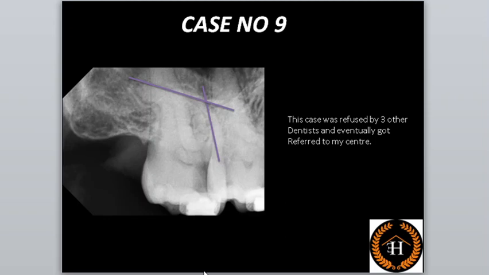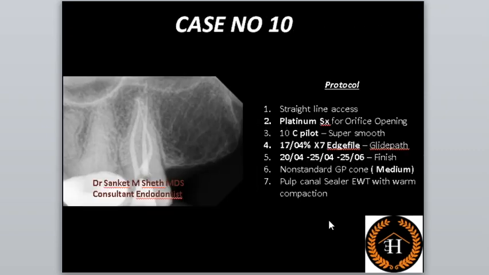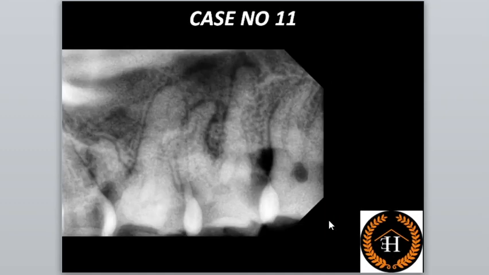Double curvature, upper 7, and there's a huge pulp stone over here, and this is how we finished. Look at the curvature, look at this. Same sequence: SX, 1704, 2004, 2504, 2506, non-standardized medium cone, and pulp canal sealer, EWT. This is again saying namaste, both mesial and distal canals saying namaste.